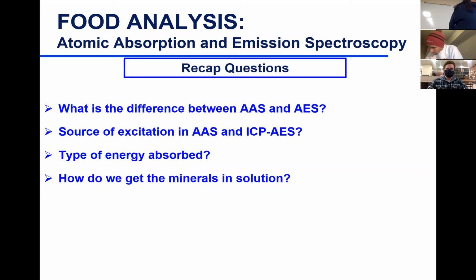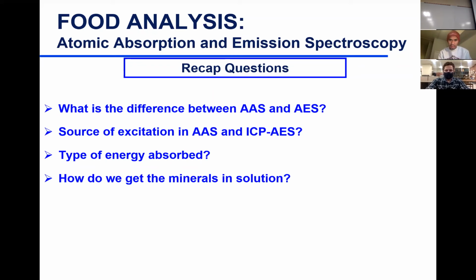All right, Chishun. Exactly. So Chishun was saying that in atomic absorption spectroscopy we're measuring the absorption of light, whereas in AES we're measuring the emission of light by atoms. And I just want to remind everybody, atoms in the gaseous state and neutral, not ion.